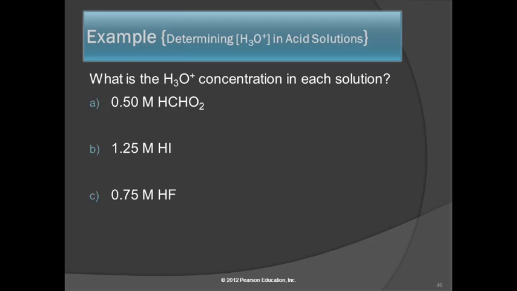So here we're asked to find the hydronium ion concentration in each solution. And if the concentration is not specified for units, we're going to assume molarity. So 0.5 molar HCHO2. Is this a strong acid? HCl, HBr, HI, nitric, perchloric, and sulfuric. Is it one of those? No. This is a weak acid.